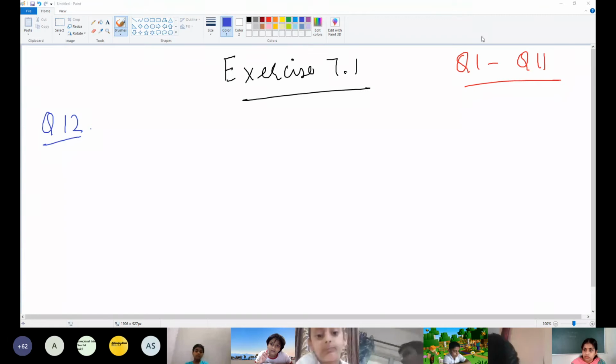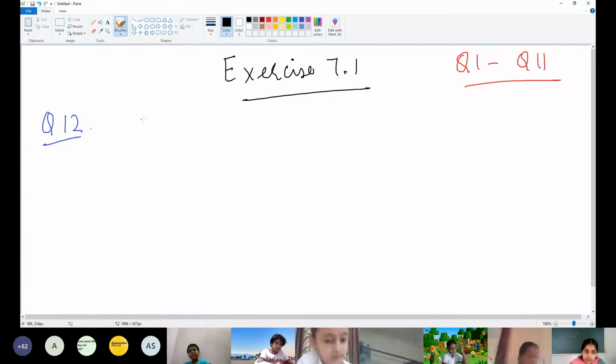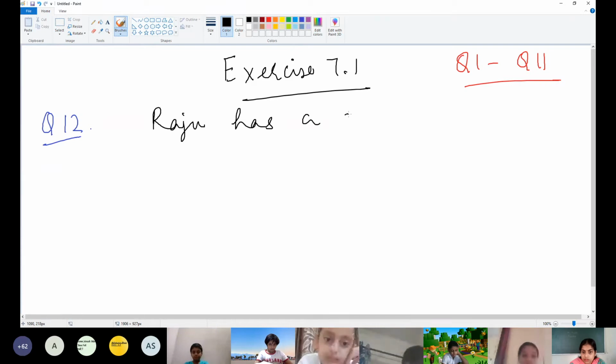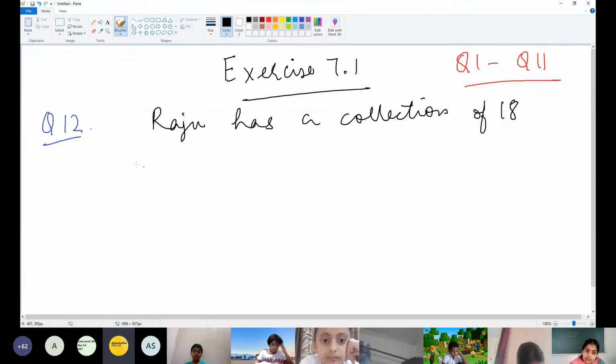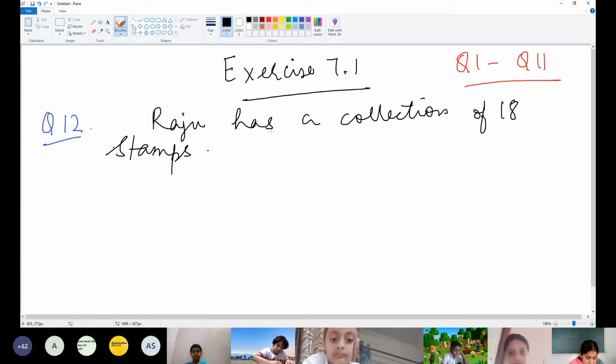Do that. So children, Raju has a collection of 18 stamps. Ma'am, we have to write the question also. No, not the question. He wants to paste them in his album. In how many different rows having same number of stamps can he do that? So children, what do we have to do in this question?